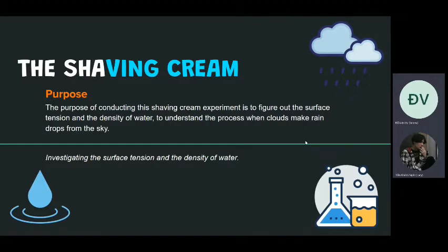Our project fair is called the Shaving Cream Experiment. You might ask why we chose this topic. Our purpose when conducting this experiment is to figure out the surface tension and the density properties of water in order to understand more about the precipitation process when clouds make raindrops from the sky. Here is how it goes.